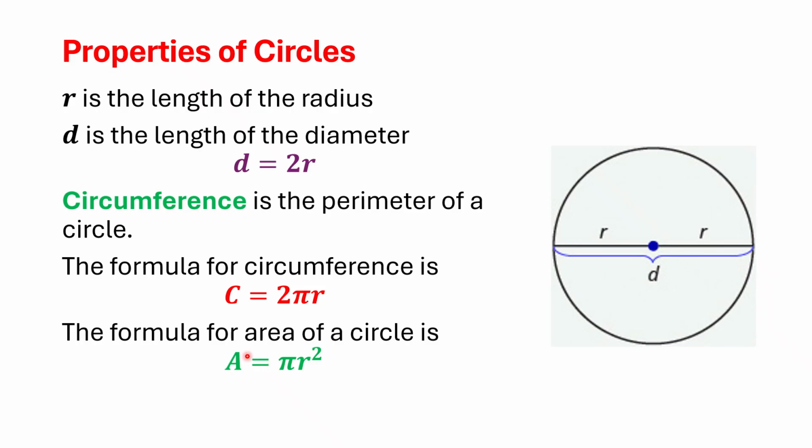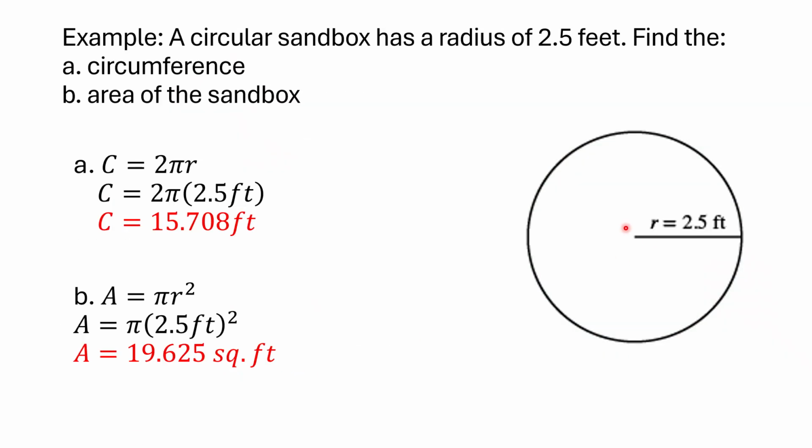And the formula for the area of a circle is just the product of pi and the square of the radius, or pi r squared. So that is the area of a circle. Now let's take this example. A circular sandbox has a radius of 2.5 feet.